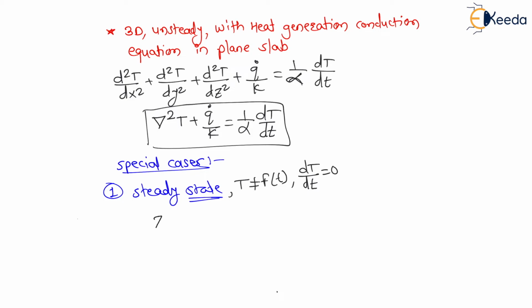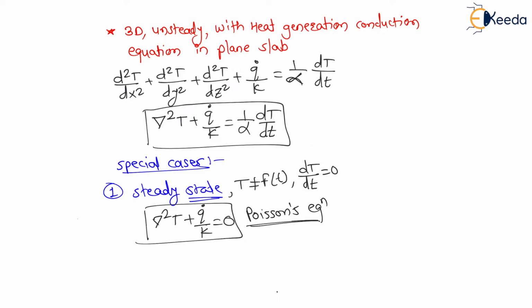Therefore, the equation will become del square T plus Q dot by K is equal to 0. And the equation is called Poisson's equation, right? This equation, steady state, is nothing but Poisson's equation. Many times then in examination they will ask what is the Poisson's equation, right? Now, my dear students, again for the generalized equation, second special case is without heat generation. That is Q dot will be equal to 0.